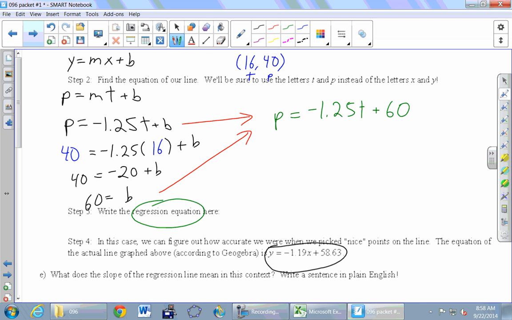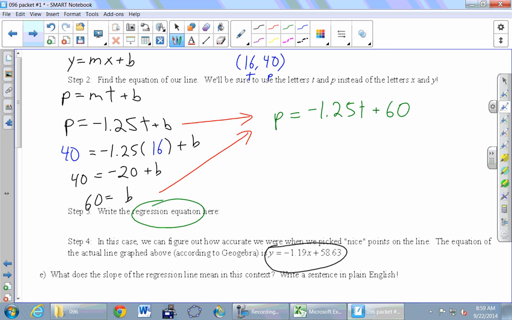So it turns out the actual equation of the line that was graphed on the previous page was y equals negative 1.19x plus 58.63. So we had negative 1.25. What should we have had? Negative 1.19. Is it close enough? Yeah, I guess. I mean, we estimated points on the line, and neither of them were actually perfectly on the line. So of course there's some error involved. We got 60. What should we have gotten? 58.63. It's close enough. Right? Again, expect that your answers will not perfectly match the answer key when you do tonight's homework.